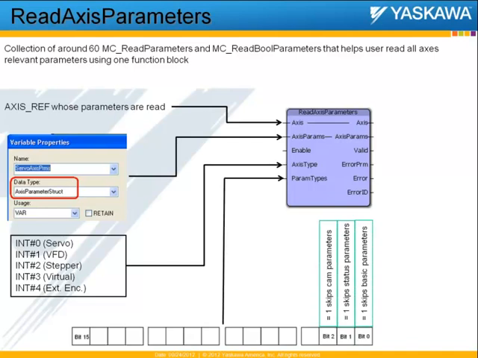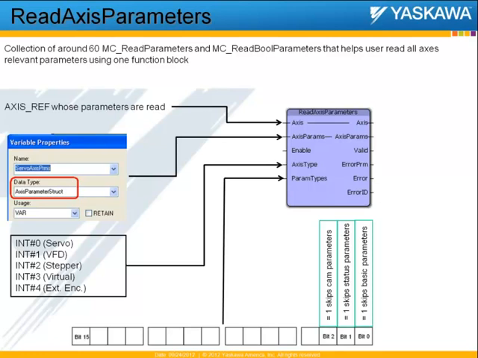The last input to this function block is param types. Currently we have 3 different types of parameters that we read: basic parameters, status parameters, and cam parameters. Again, this input is for optimizing the read process for read axis parameters. For axes that are not synchronized or not being used in the synchronization process, like camming or gearing, you do not have to read any cam parameters because they do not have cam parameters.